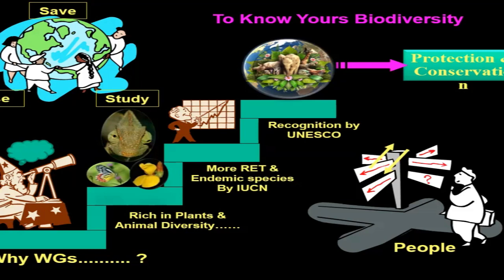As we know, the external morphological characters and external climatic conditions lead to a greater amount of diversity. As we know, the richness in plant and animal diversity includes more RET, you must be knowing, rare, endangered, threatened, and endemic plants, which have been recognized at the global level by IUCN, and they are more in number. Most of them are critically endangered. Many of them are on the way to extinction. Likewise, it becomes the most sensitive part of the biodiversity-rich regions in the world.